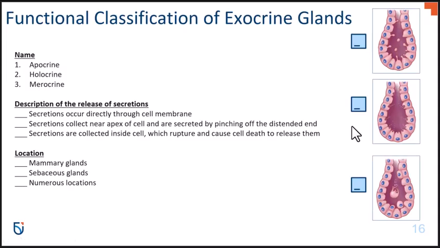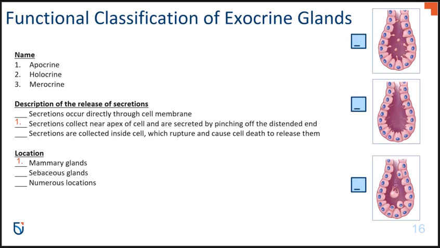Okay, let's elaborate on exocrine glands. Remember, these glands have ducts that allow them to release whatever they produce right in the area. And we have three different types: apocrine, holocrine, and merocrine. The first one we're going to look at is apocrine. An example of an apocrine gland is the mammary gland, and this is found in the breast and is going to be responsible for producing and releasing milk. And so what it does is it secretes its product.